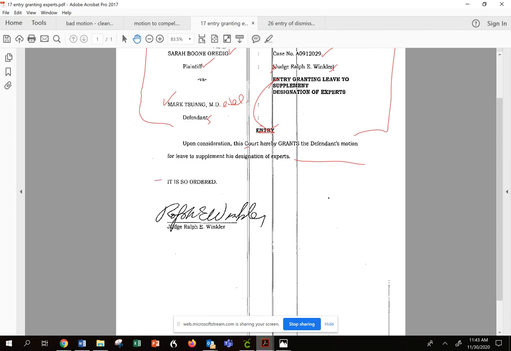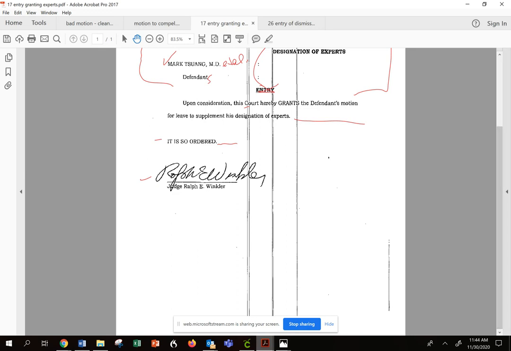Then you can say it is so ordered. I like to put on this the blank day of December 2020. That way the court can actually put the date on there as well. Then you have a place for the judge's name, just like this, it's a signature line. You're not going to be signing his name in there.